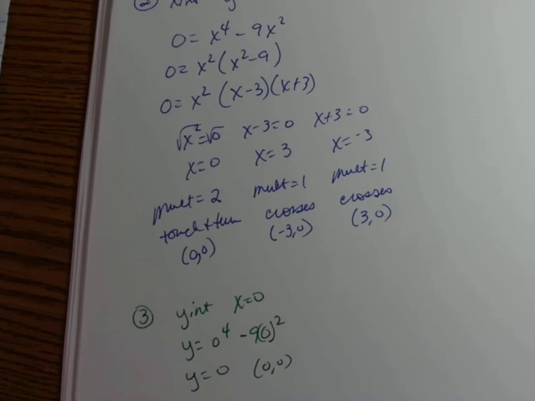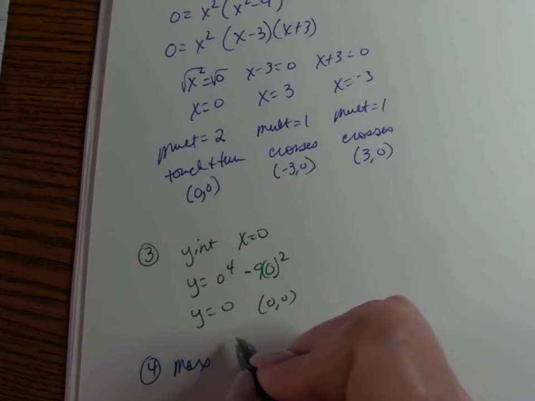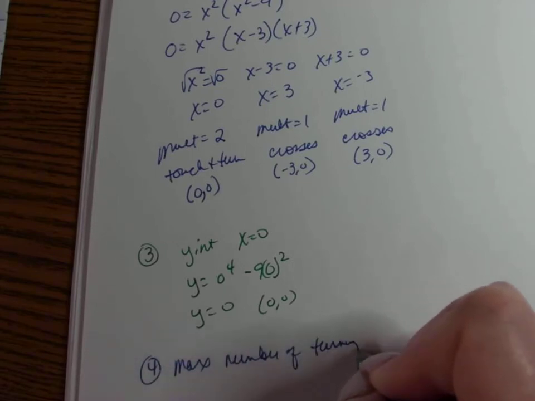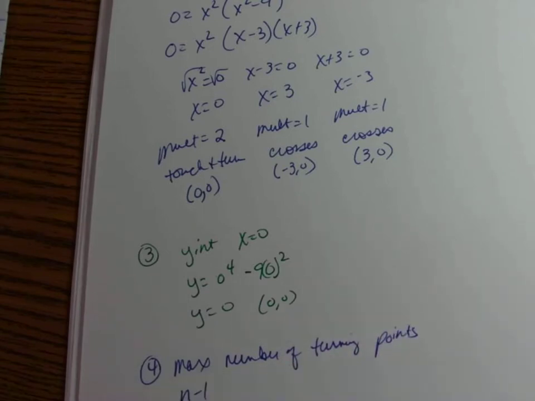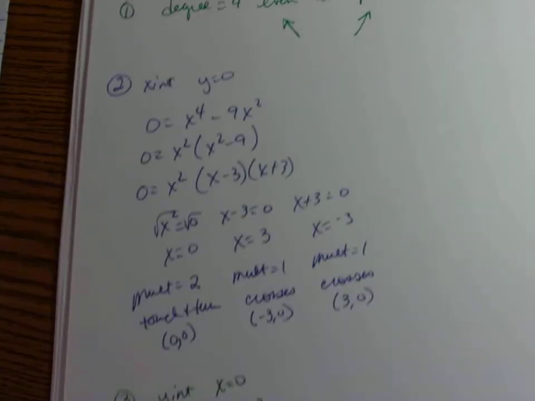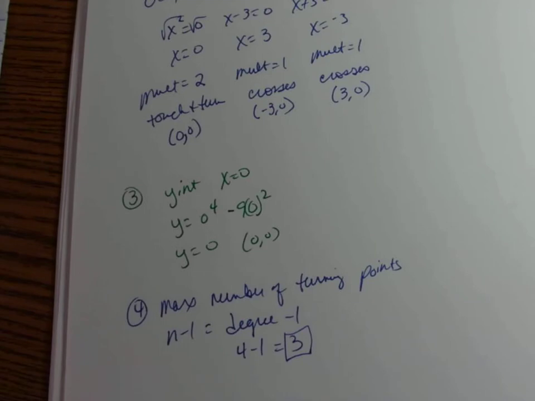And then we'll find our max number of turning points. That's the maximum number of turning points in our graph. It does not have to turn that many, it's just the most it will turn. So n minus 1, that's going to be the degree of the problem minus 1. We determined at the very beginning that the degree was equal to 4 off of our equation. So this will get us 4 minus 1, which is equal to 3. So at most we'll have 3 turning points.